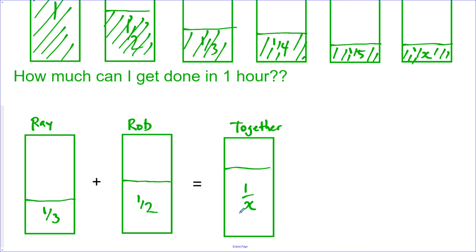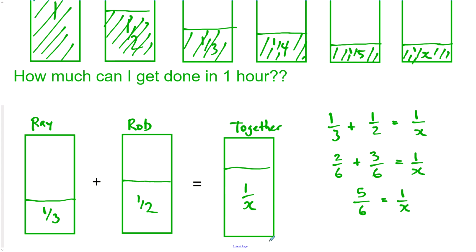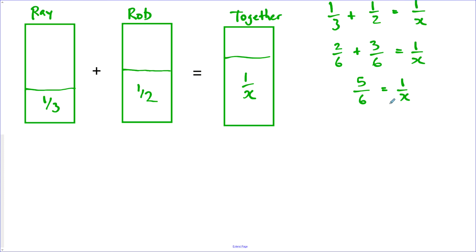And now we just need to solve this equation. 1/3 plus 1/2 equals 1 over x. Let's add these together using a common denominator. So 2 over 6 plus 3 over 6 equals 1 over x. This would be 5 over 6 equals 1 over x. And I can take the reciprocal of both sides here. So 6 over 5 equals x, or 1.2 if you prefer.